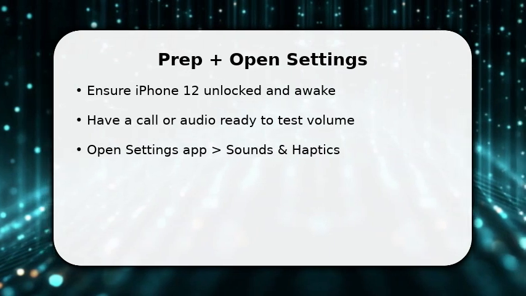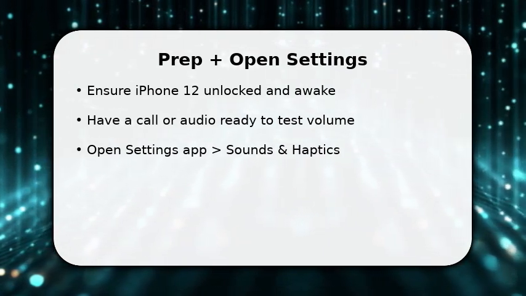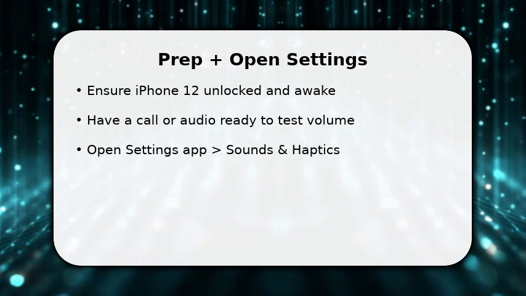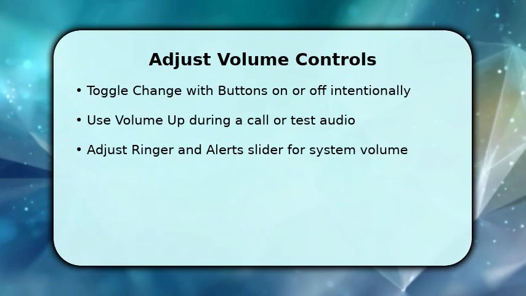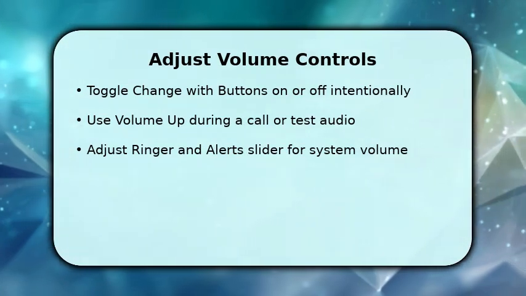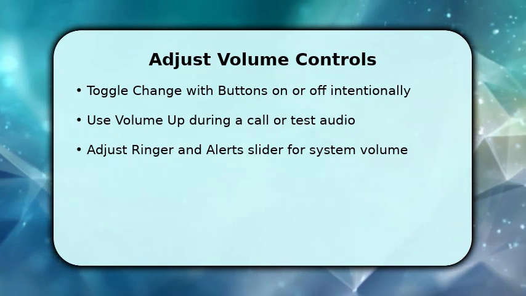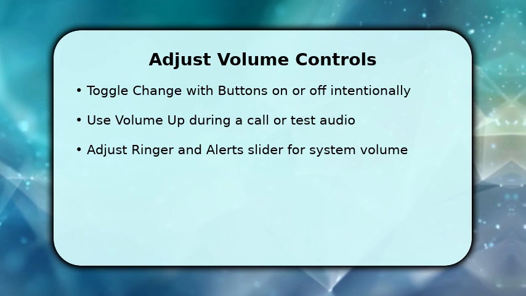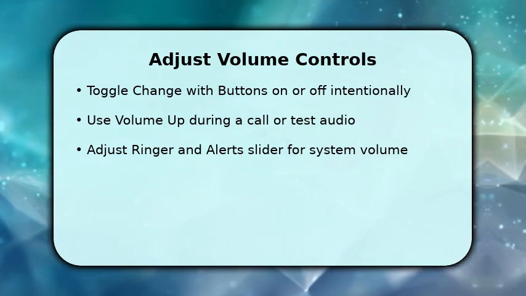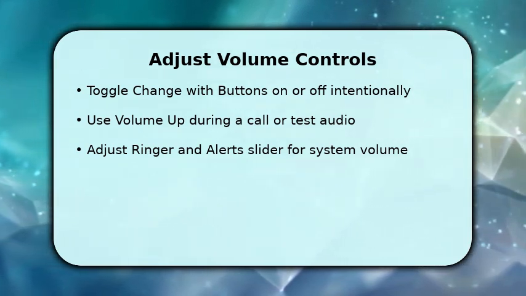Now you'll control how the buttons and slider behave. If you want the side buttons to change call volume, turn Change with Buttons on. If you prefer fixed button behavior, leave it off. Place or answer the call, then press the volume up button to increase call loudness. Short presses raise incrementally, hold to speed up.